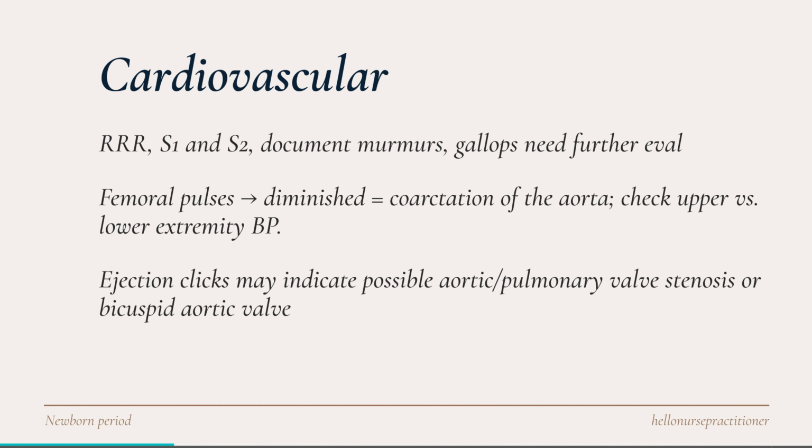Femoral pulses should be documented. If the pulses are diminished, that can be indicative of coarctation of the aorta. And then you need to check blood pressures in the upper and lower extremities. Ejection clicks, which also require further evaluation, may indicate pulmonary or aortic valve stenosis or a bicuspid aortic valve.